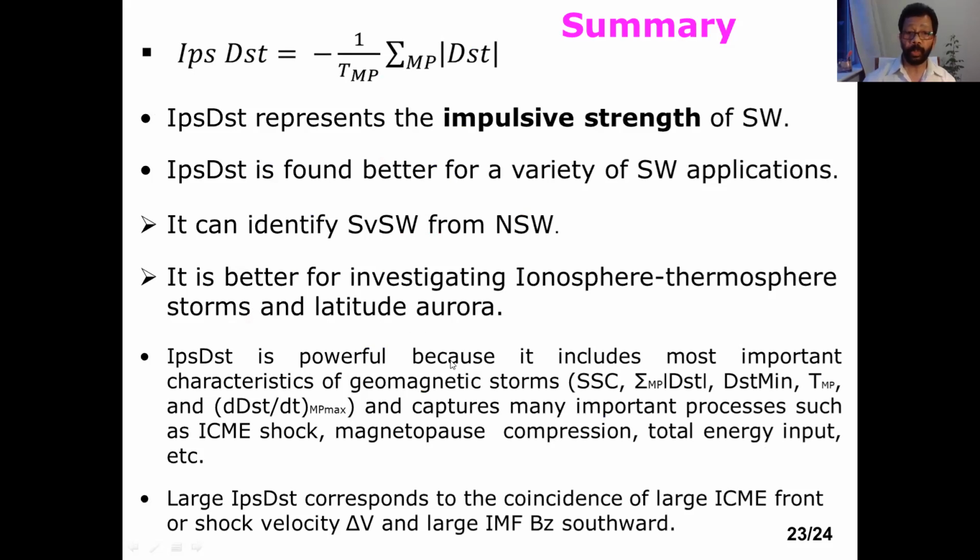Now, the new parameter becomes powerful because, though the definition is very simple, it automatically includes most important characteristics of geomagnetic storms: sudden commencement, total energy input, intensity of the storm, duration of the storm, rate of change of DST during the main phase. All important characteristics of geomagnetic storms are automatically coming into this simple definition. In other words, the definition captures many important processes such as ICME shock, magnetopause compression, total energy input, etc. Large IPS DST corresponds to the coincidence of large ICME front velocity or shock velocity delta V and large IMF Bz southward.